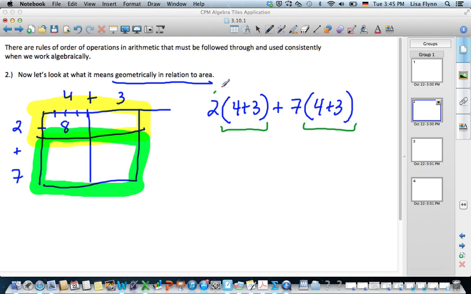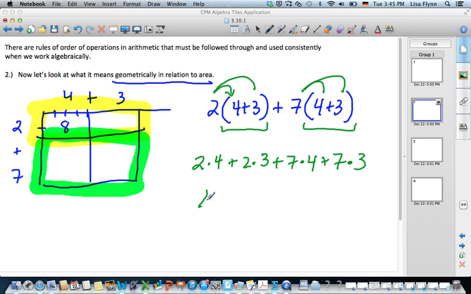All right, so to distribute the 2, we go 2 times 4 plus 2 times 3 plus 7 times 4 and plus 7 times 3. And it should be the same thing that we got on the other side. 8 plus 6 plus 28 and 21, which gave us a total of 63.